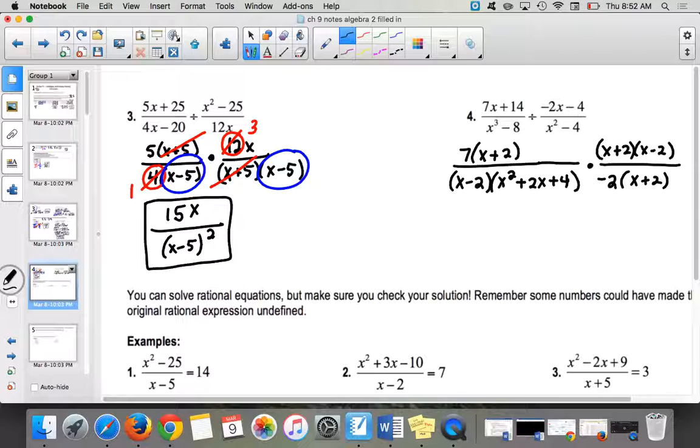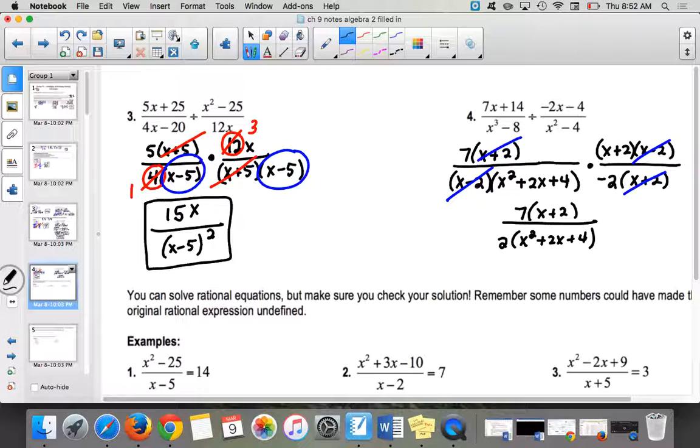Negative 2 times x plus 2, because it was coming from here. You're pulling out the GCF. All right, now we start canceling. So we know that we have the x plus 2 in common on top and bottom. We have an x minus 2 in common, but there's really nothing else. So our final answer should look like 7 times x plus 2 over negative 2 times x squared plus 2x plus 4. Did anybody get those ones all the way correct?